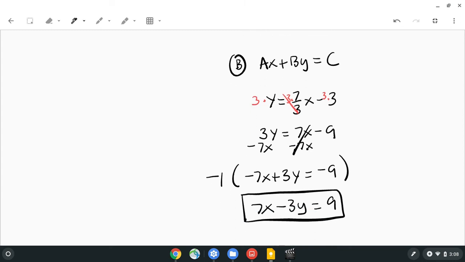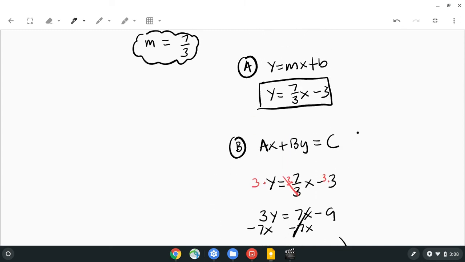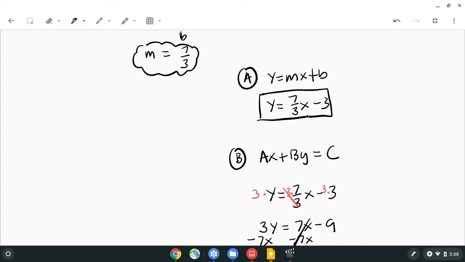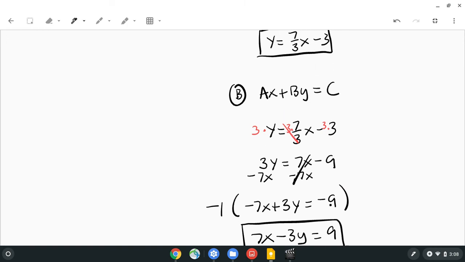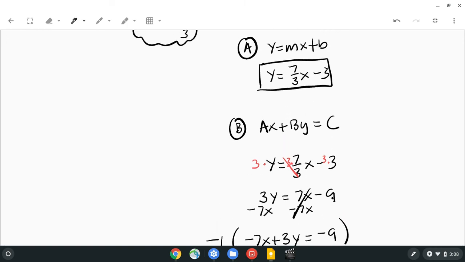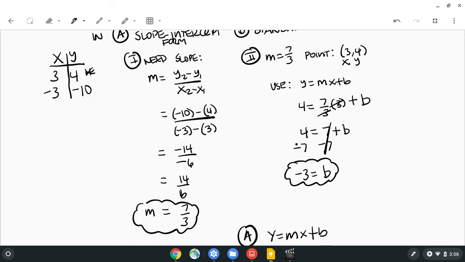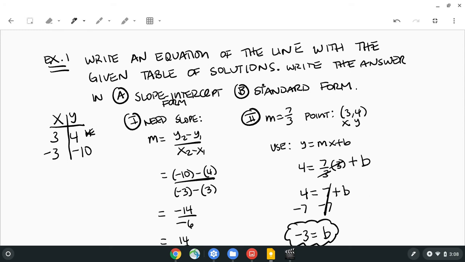They might ask you to write your answer in standard form. Or they might ask you to write your answer in both slope-intercept form and also in standard form. Okay, so make sure you're familiar with both. Okay, so let's just kind of recap how this was done.